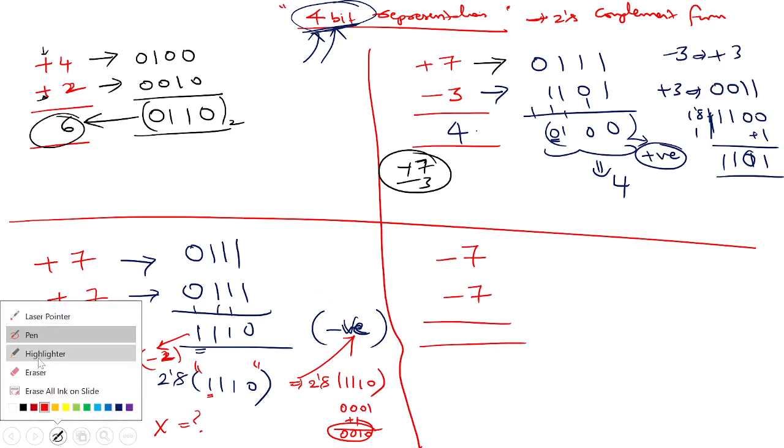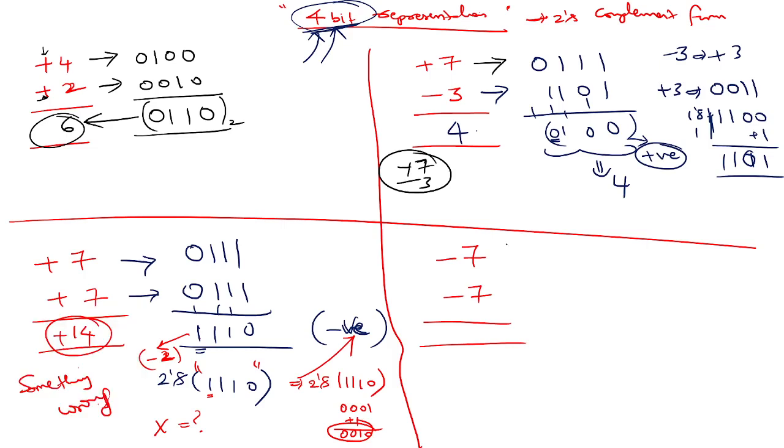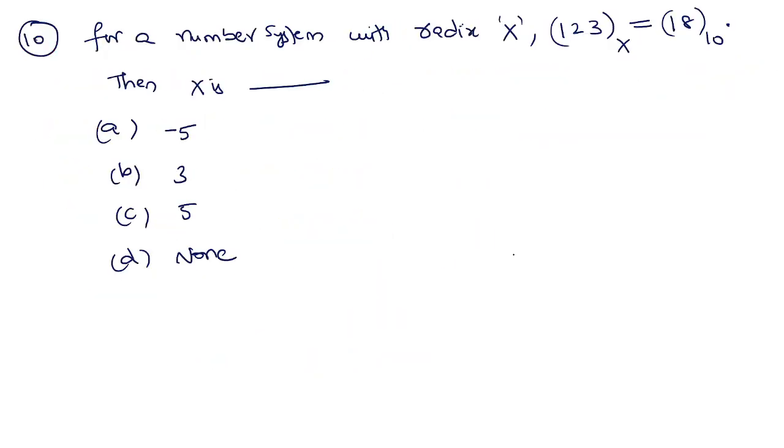Similarly, you go here. This is nothing but what? Minus 7 plus minus 7, right? If you know the 2's complement of minus 7, you add those two. That's all. Okay. So the minus 7 2's complement representation we already found, right?